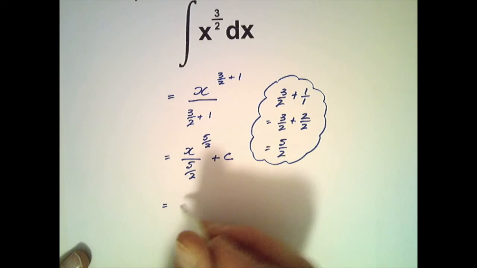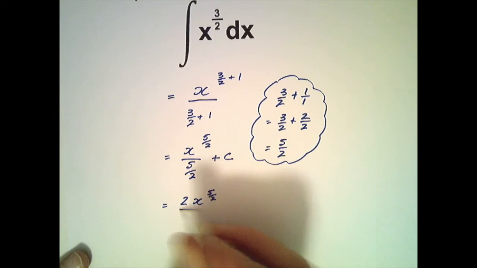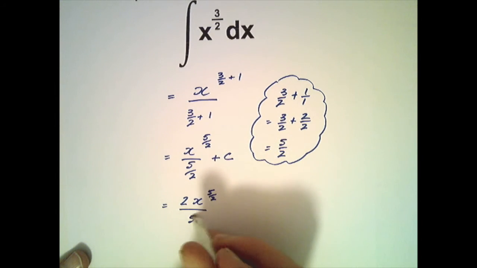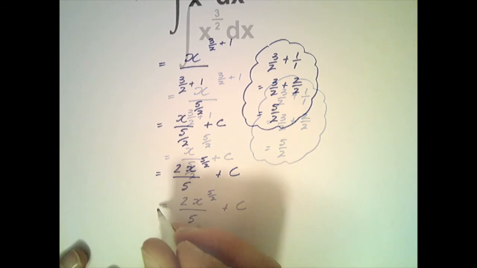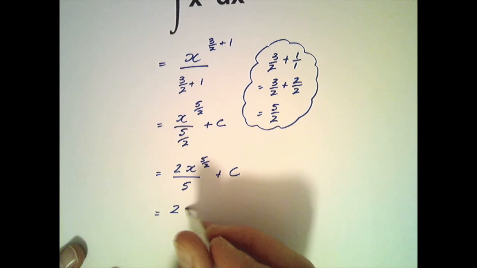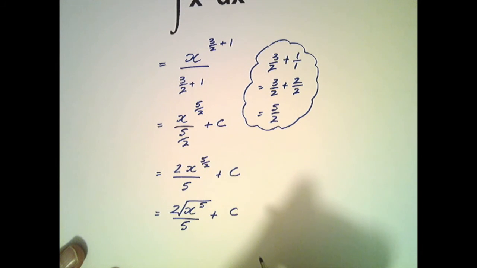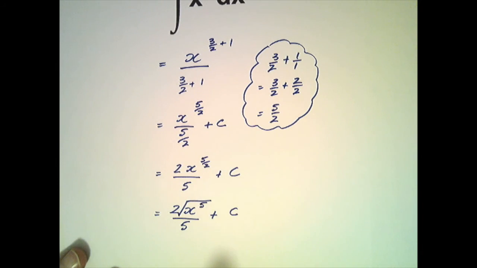So tidying that fraction up, we find that on the bottom line we can rewrite 5 over 2 by inverting that fraction and multiplying. So we get 2x to the 5 on 2 divided by 5 plus a constant. We can go a step further because the fractional index can be rewritten such that it's x to the 5 inside a square root, or in other words to the power of half. So our final result is 2 times the square root of x to the 5, divided by 5, plus c.